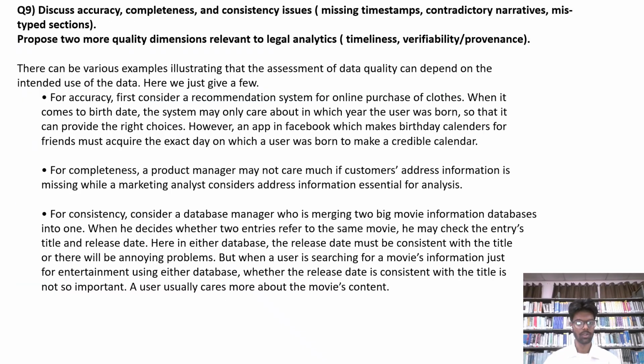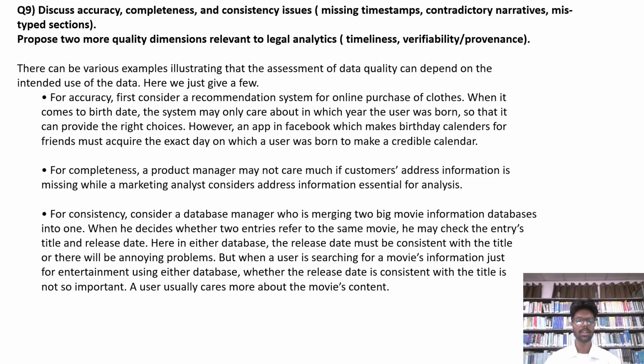Question number 9. Discuss accuracy, completeness, and consistency issues, such as missing timestamps, contradictory narratives, and mistyped sections, and propose two more quality dimensions relevant to legal analytics: timeliness and verifiability or provenance. There can be various examples illustrating that the assessment of data quality can depend on the intended use of the data. Here, we just give a few.